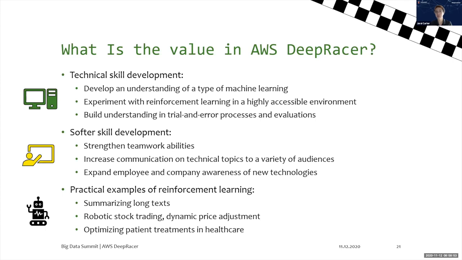Then when we think about softer skill development, strengthening your teamwork abilities, whoever you're working with, students and full-time employees, being able to increase your communication on technical topics to a variety of audiences, using technologies like this, and then also expanding that employee and company awareness of new technologies. So you're trying to go out there, find that next thing, but in order to do that, you have to explore what's out here right now. What can we work with right now that can get us to that next step? And so some practical examples of reinforcement learning and how that type of training process can help lead to things like summarization of long texts, like for journal articles, robotic stock trading, dynamic price adjustment, as well as, in the healthcare space, things like optimizing patient treatments for people.